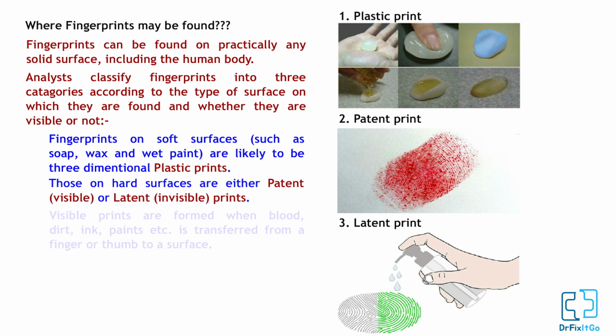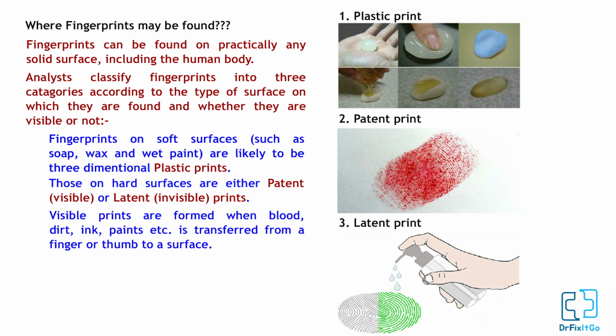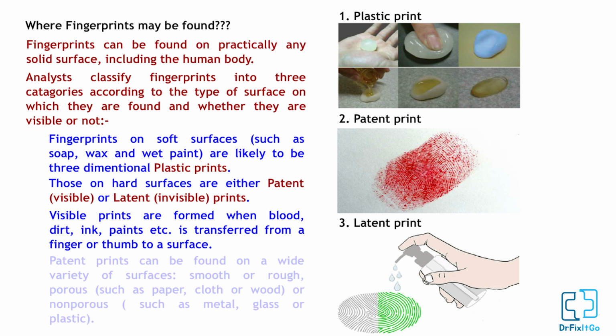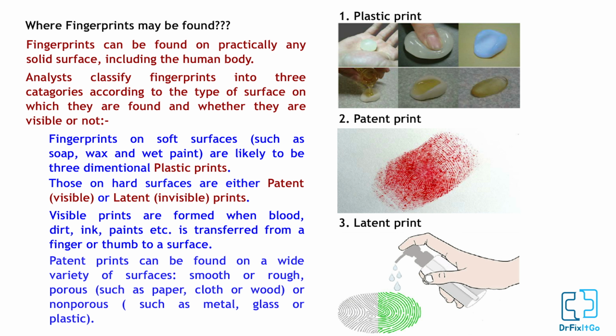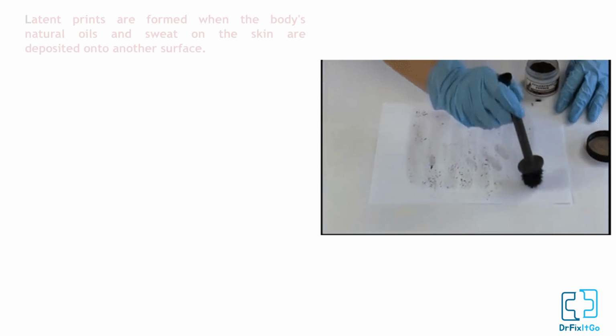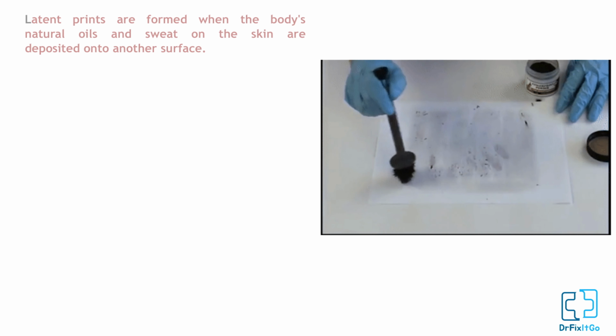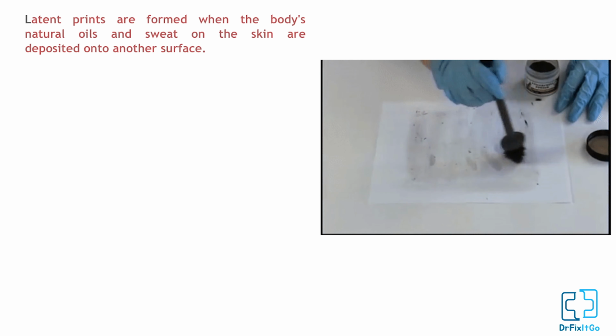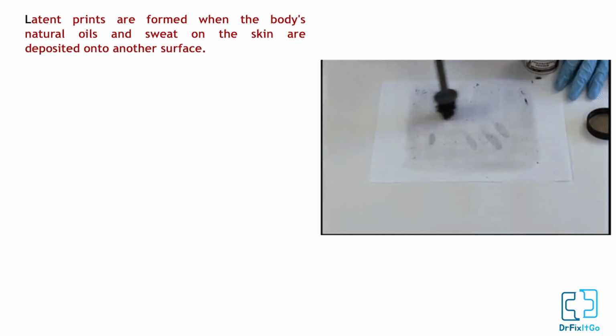Visible prints are formed when blood, dirt, ink, paint, etc. is transferred from a finger or thumb to a surface. Latent prints can be found on a wide variety of surfaces, smooth or rough, porous such as paper, cloth or wood, or non-porous such as metal, glass or plastic. Latent prints are formed when the body's natural oils and sweat on the skin are deposited onto another surface.